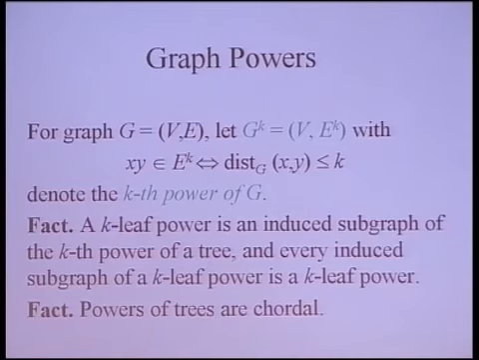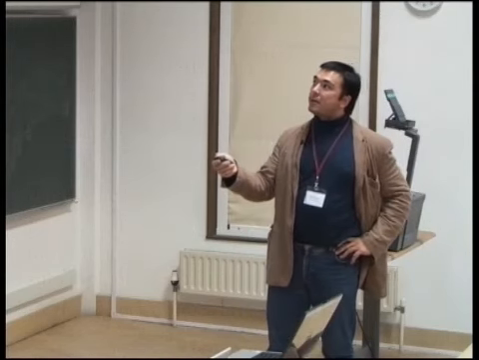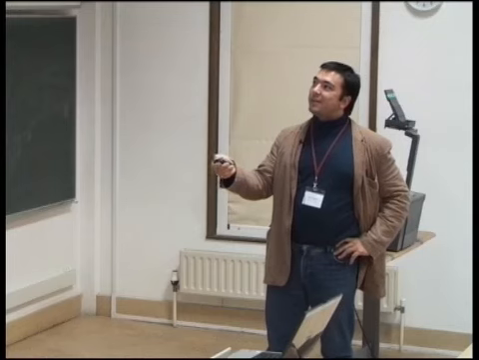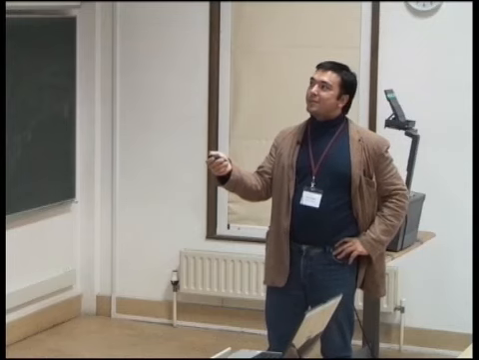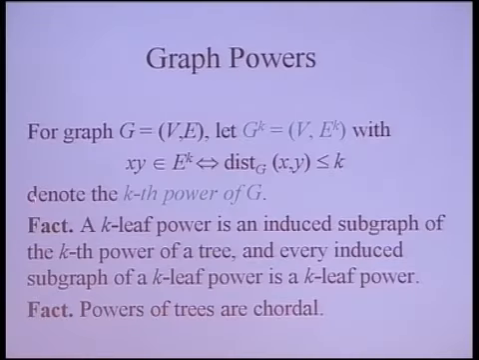I mentioned the notion of power before, but this is just another slide to tighten this up. You have G, and then the kth power is, you add any 2 vertices which had a distance of at most k in that connected graph, connected I should have said here, gets an edge in the kth power. And this is then denoted the kth power of G.